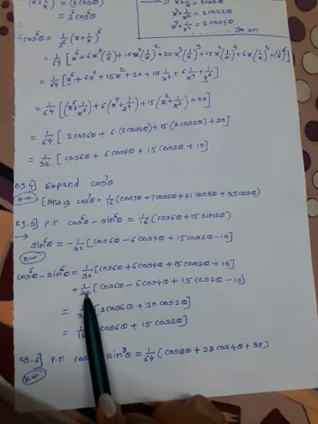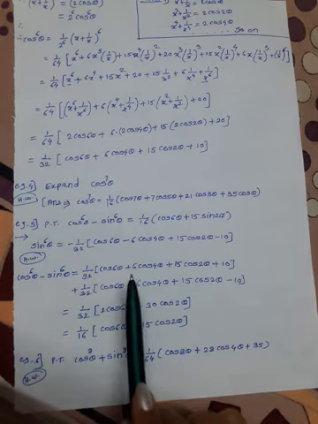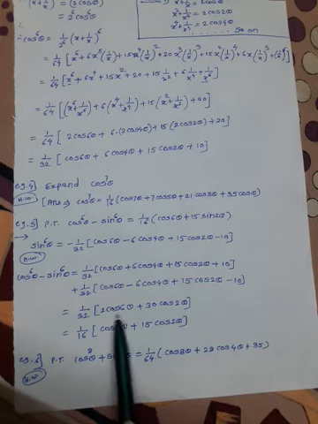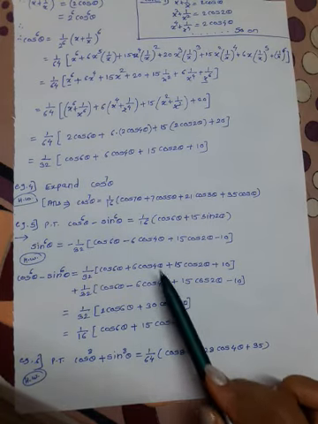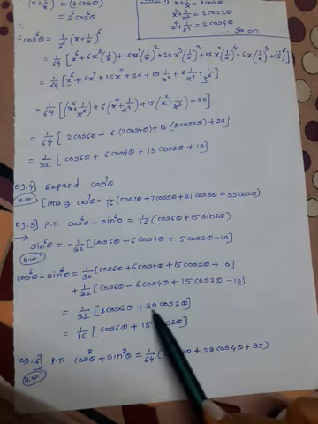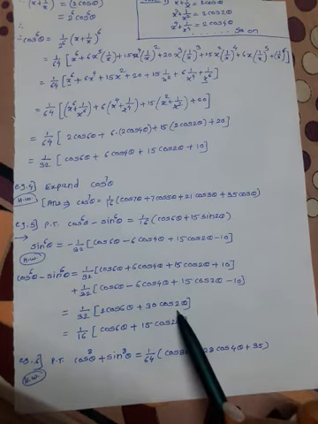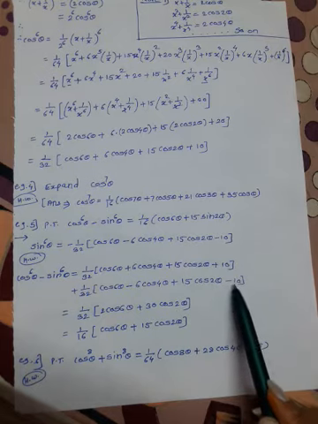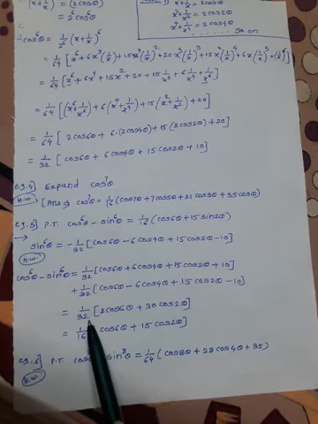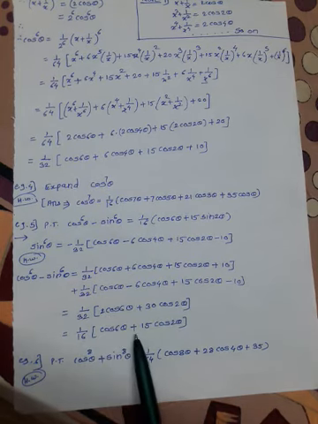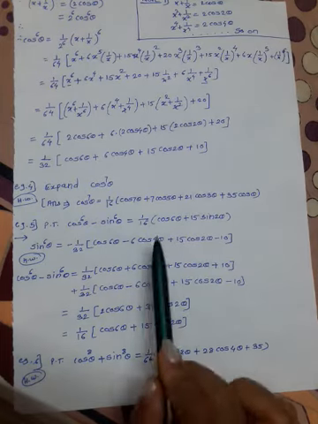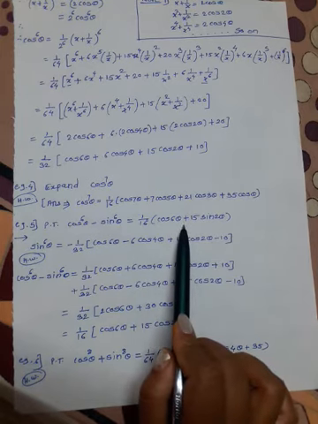Okay, now take 1 upon 32 as common, and in this bracket cos 6 theta gets added, we get 2 times cos 6 theta. These two terms are same and opposite in sign, gets cancelled. This term also gets added, 15 plus 15, 30 cos 2 theta, and 10 minus 10 gets cancelled. This is the answer. Now take 2 common and cancel with the 32, we get 16 cos 6 theta plus the 15 remains. By taking 2 common, cos 2 theta. This is our answer. Okay.